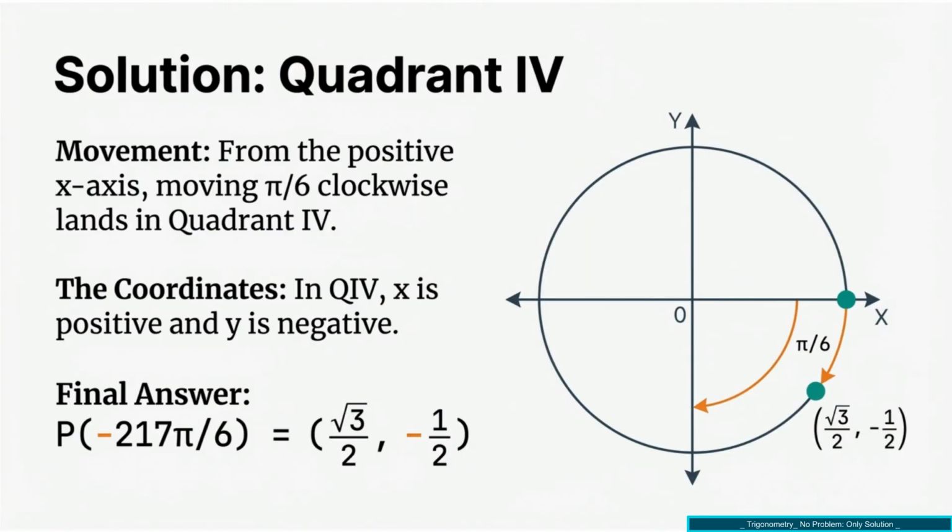Moving pi over 6 clockwise from the positive x-axis lands us in quadrant 4. In quadrant 4, x is positive and y is negative. The final answer is P of negative 217 pi over 6 equals square root of 3 over 2, negative 1/2.